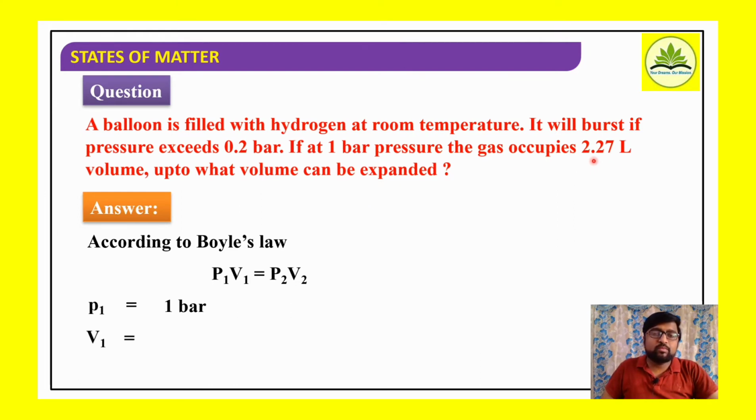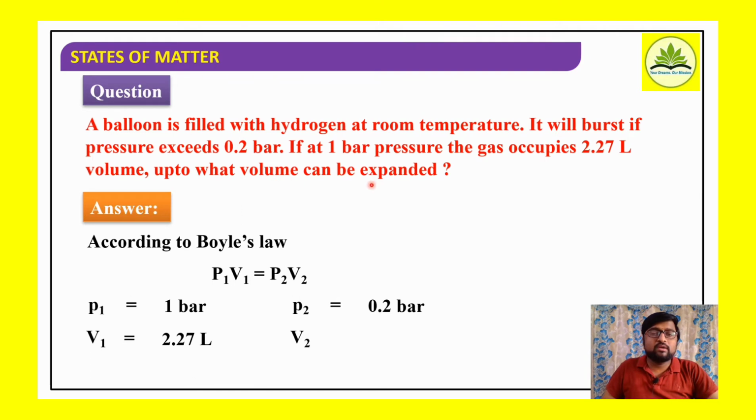V1 is nothing but 2.27 liters. So at 1 bar pressure, the volume occupied by the gas will be 2.27 liters. If the pressure is 0.2 bar, that is P2, then what is the corresponding volume? At that volume, what happens to the balloon? The balloon bursts. So we have to find out that volume.